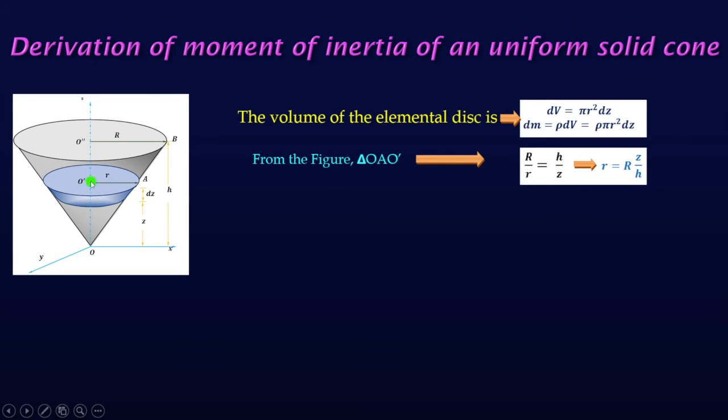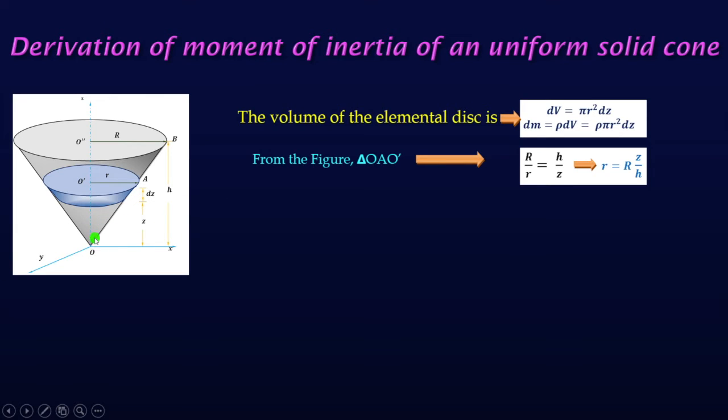Now use this equation to get the relation between z and the radius. The radius of this slice here is small r, whereas the base of this cone has radius capital R. Now we have to express this r as a function of z. So how are we expressing it? Use the similar triangle method.